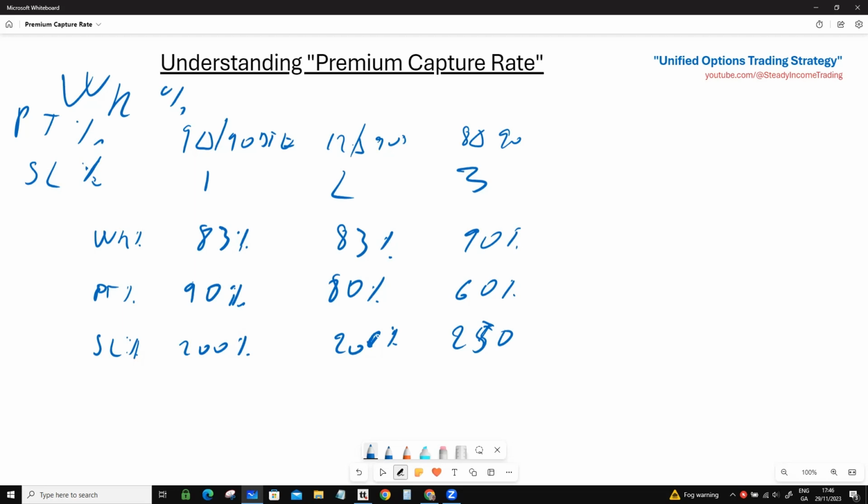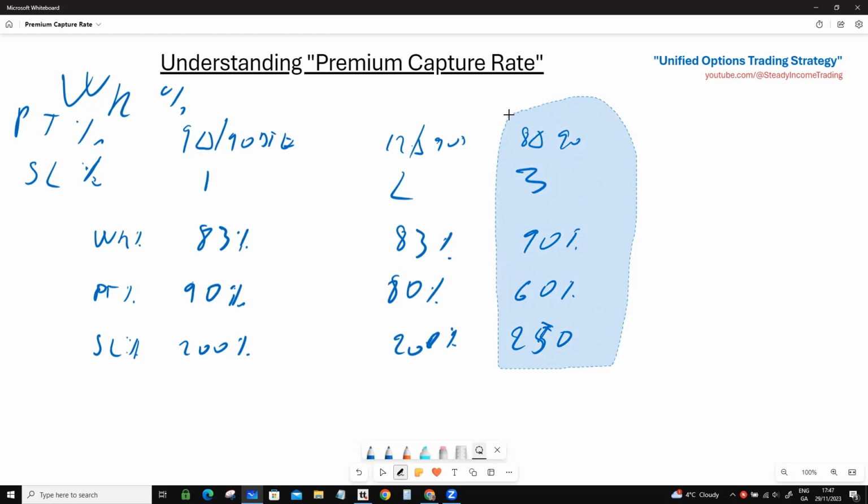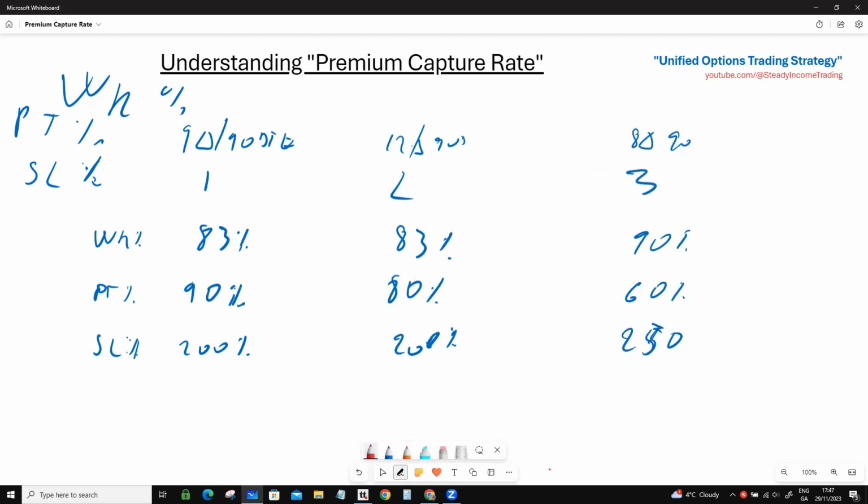To do this, let me just see if I can space this out. Bear with me just a second. Let me try and space this out a little bit. Okay, so all of these are naked puts, and we sell it for a certain premium, and it doesn't really matter what amount you sell it for. It's going to represent 100% initially.